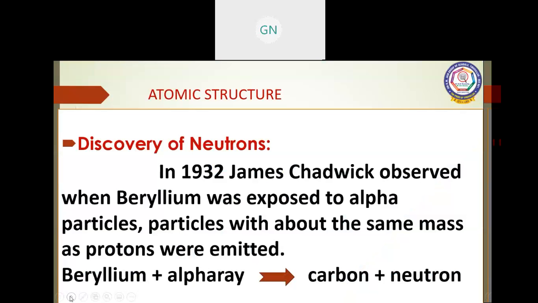In 1932, James Chadwick observed that when beryllium was exposed to alpha particles, it emitted some rays. So beryllium plus alpha rays gives carbon and one more particle that is known as the neutron. Let me see about the neutron.